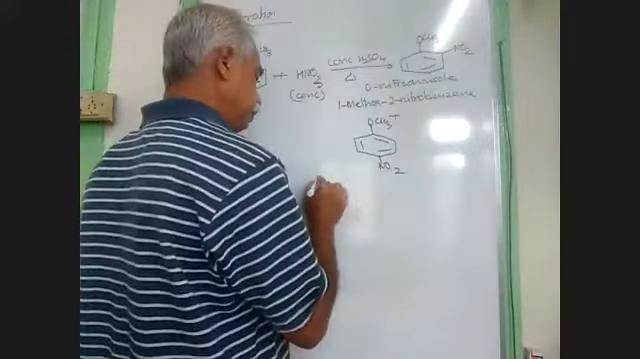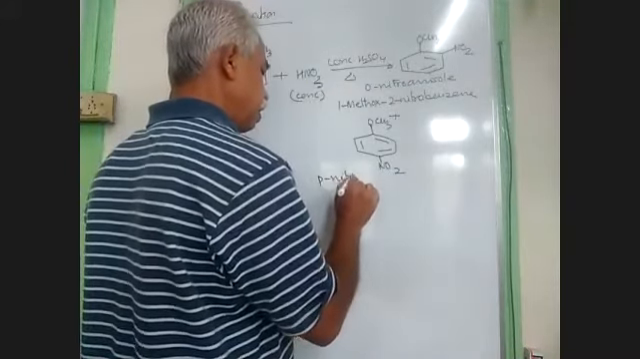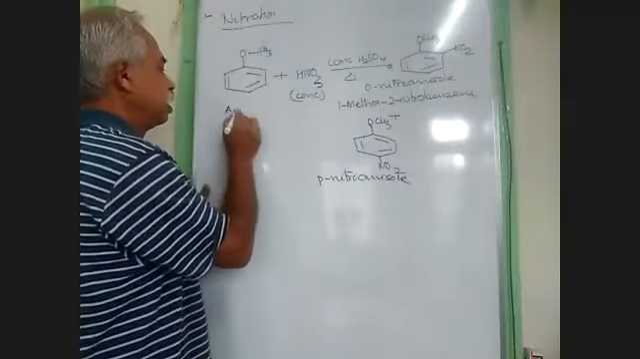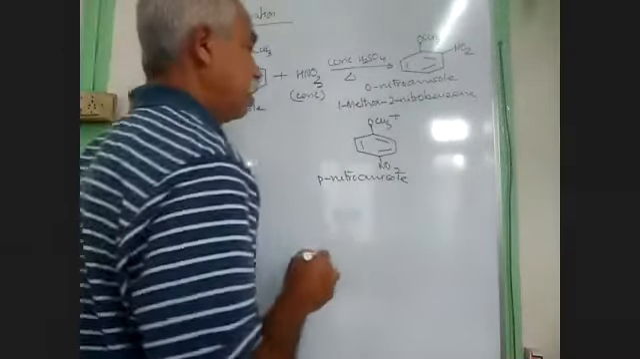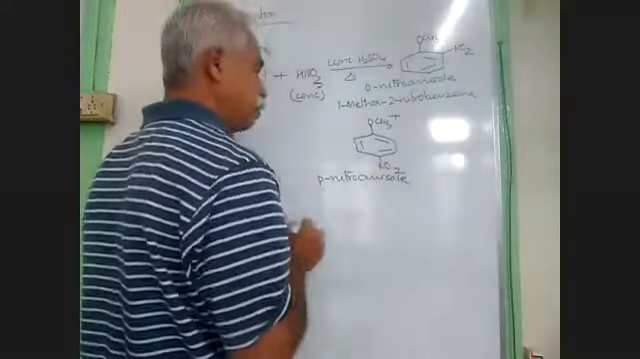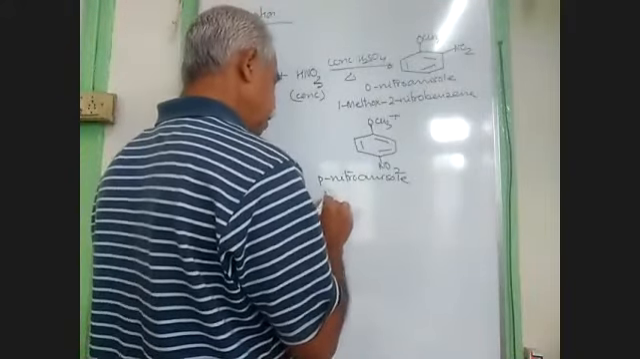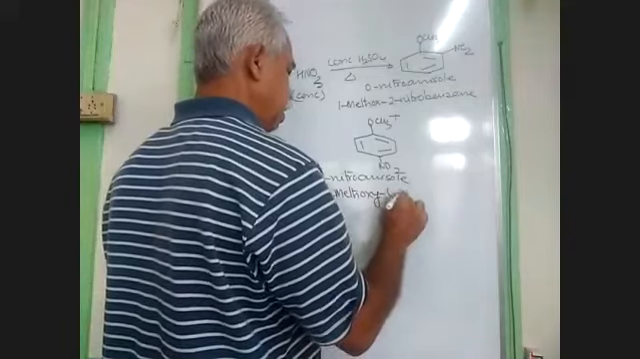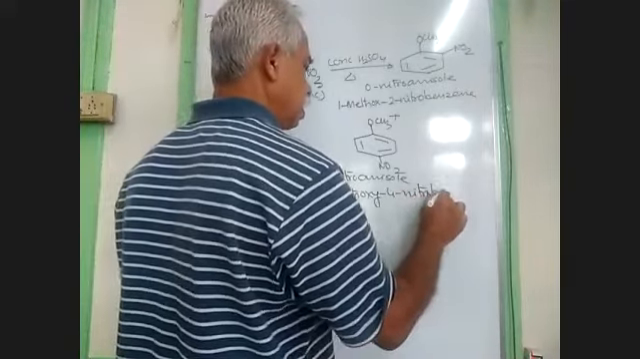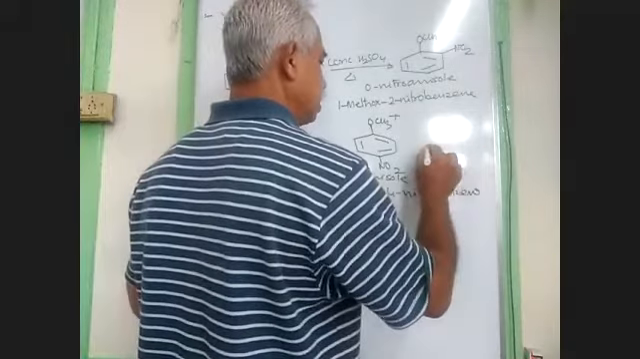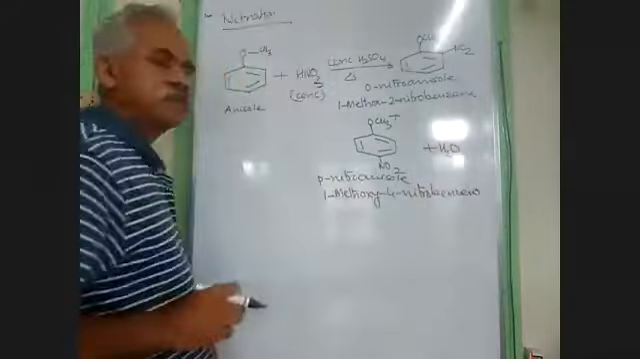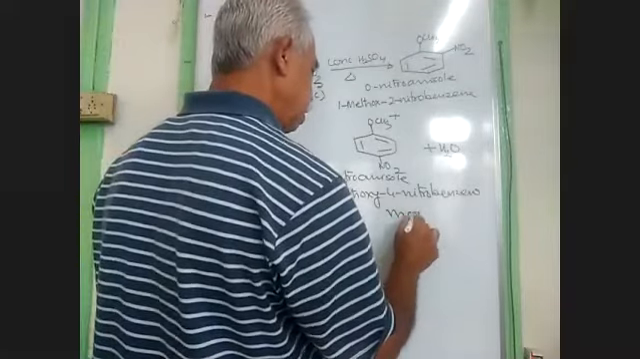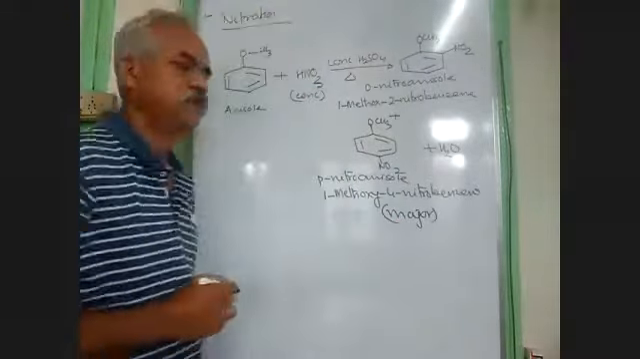So this will be para-nitroanisole. Why? Because the name is anisole only. Para-nitroanisole. And what will be the IUPAC name? It will be 1-methoxy, 4-nitro benzene, plus it will be H2O. Why? Because OH from nitric acid and H from benzene will go out. So here this also will be major. Please write.